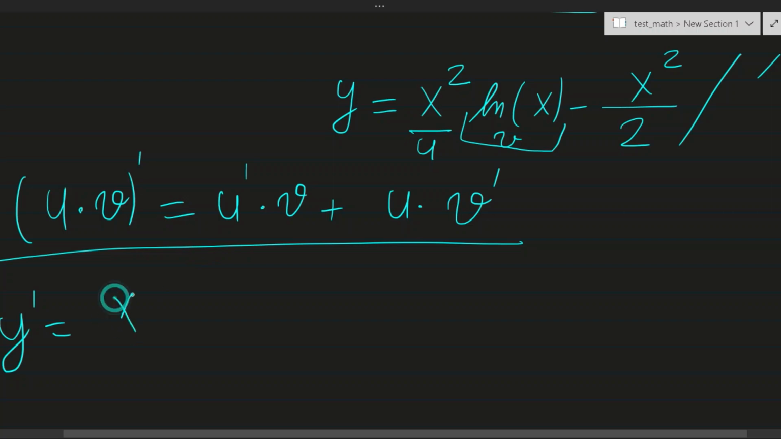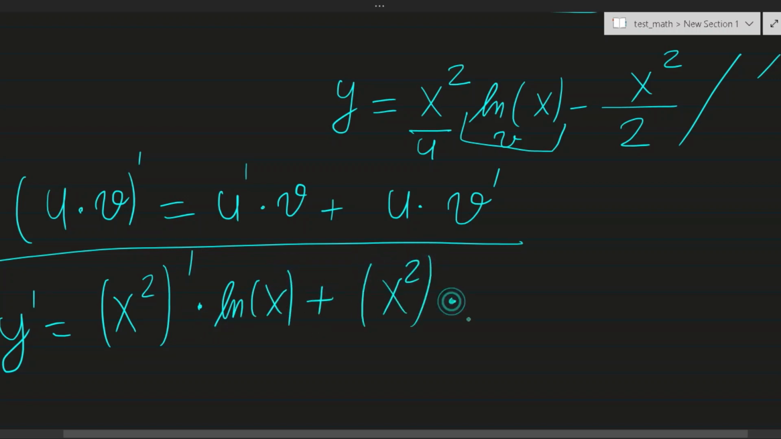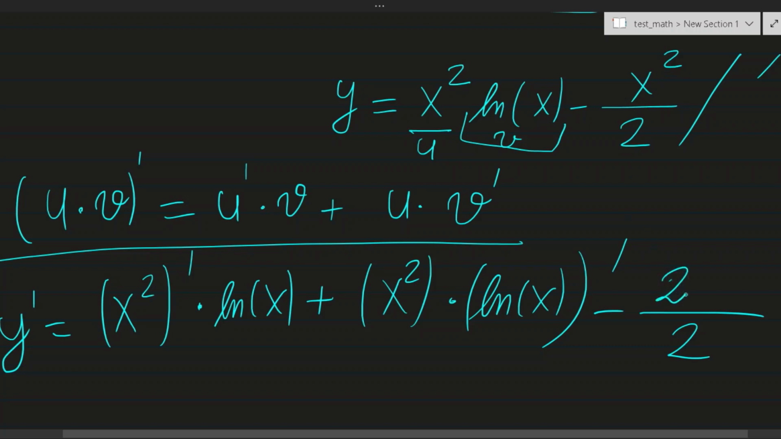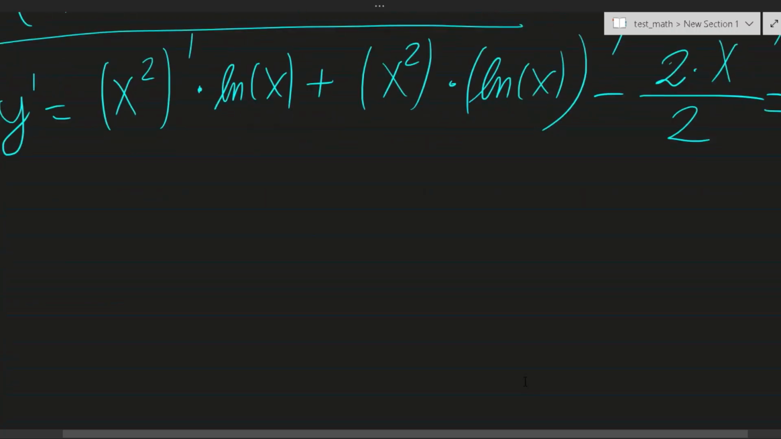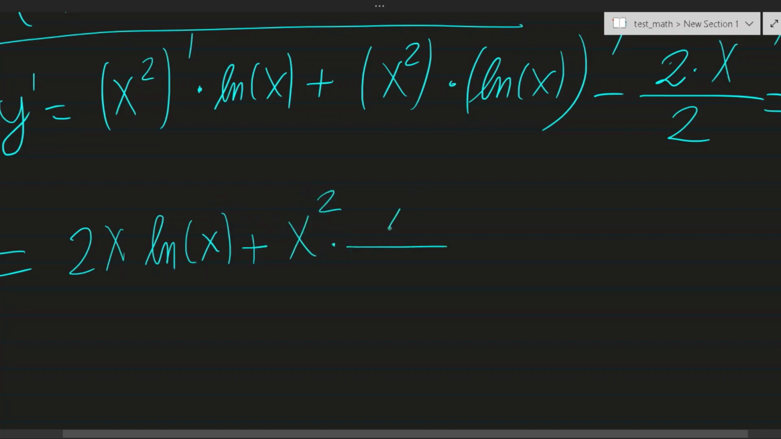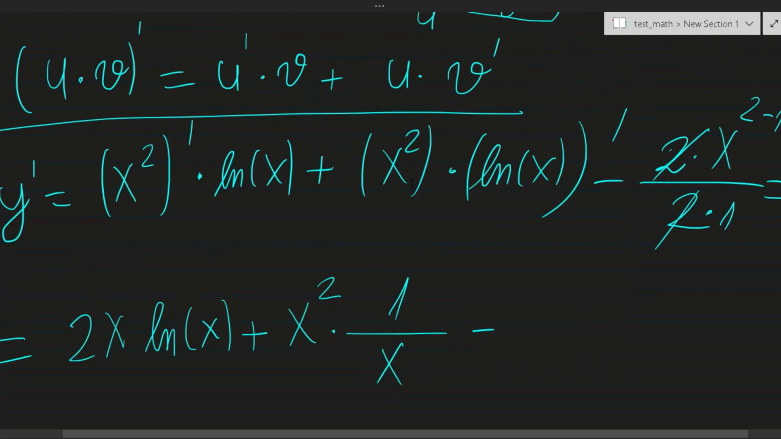Now we have the derivative of x squared times ln x plus x squared times the derivative of ln x minus, and this x squared will be derived to 2x to the power of 2 minus 1, and here is the equal. Now what we will have, the x squared derivative is 2x ln x plus x squared times the ln derivative, which is 1 over x. Here is 1, 2 multiplied by 1 is 2, 2 and 2 will be simplified. Here in power we have 2 minus 1, and here is 1.